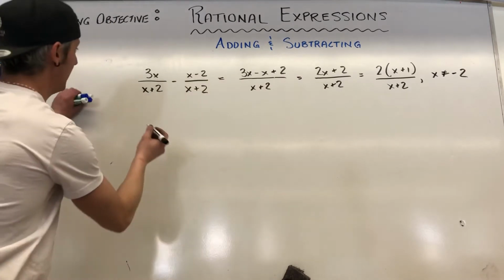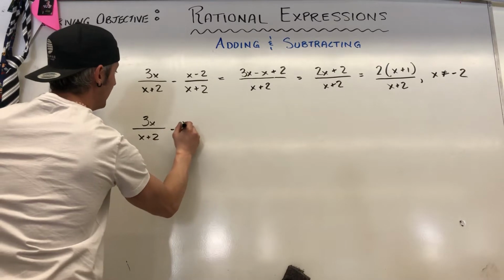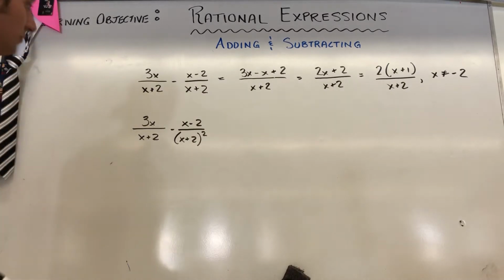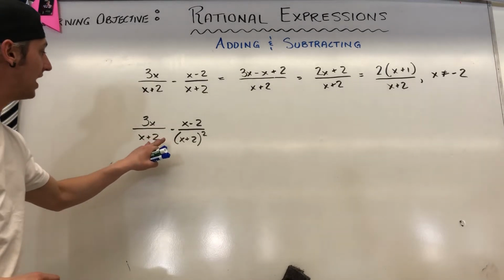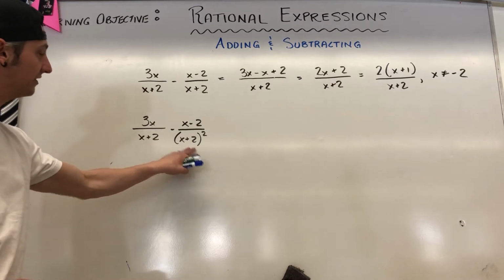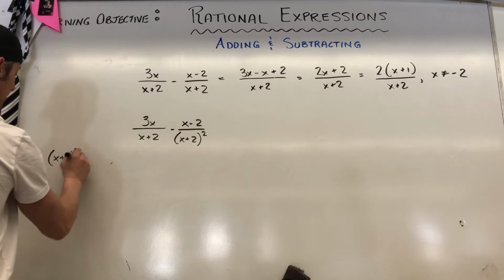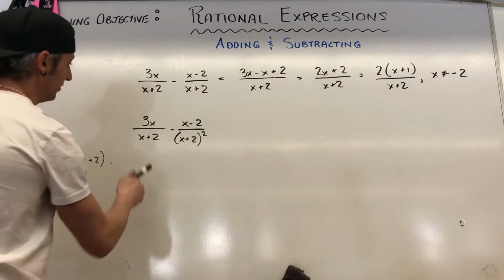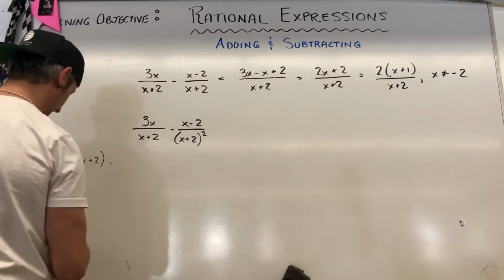Okay? Now what if I had 3x over x plus 2 minus x minus 2 over x plus 2 squared? In this case, I would have to multiply x plus 2 over here by another x plus 2 to get this. So x plus 2 squared in this case is our lowest common denominator, which I can rewrite as x plus 2 times x plus 2. So to be on the same common denominator, this guy I'm going to have to multiply by x plus 2. So I'm going to break it down over here.